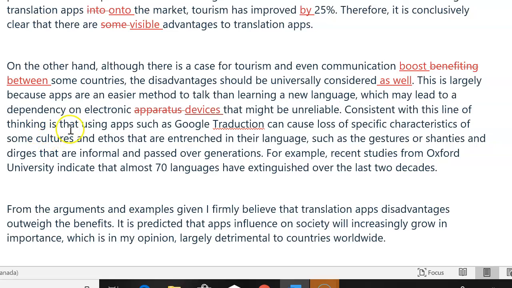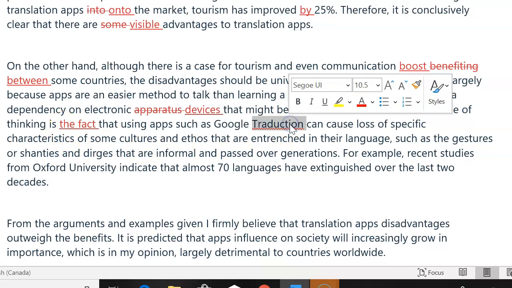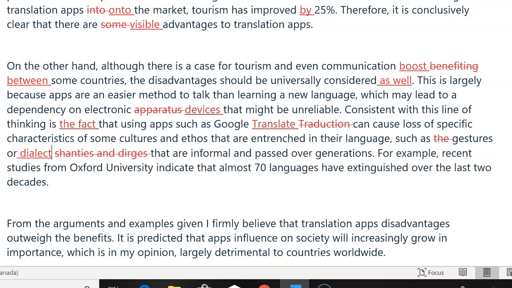Consistent with this line of thinking is the fact that using apps such as Google Translate can cause loss of specific characteristics of some cultures and ethos that are entrenched in their language, such as gestures, shanties, and dirges that are informal. I wouldn't use the word dirges, and I wouldn't use the word shanty. And shanties is not fit either. So you can say gestures or let's say dialects.